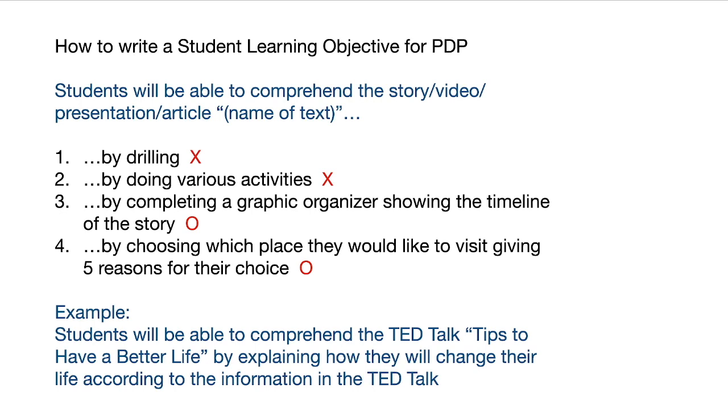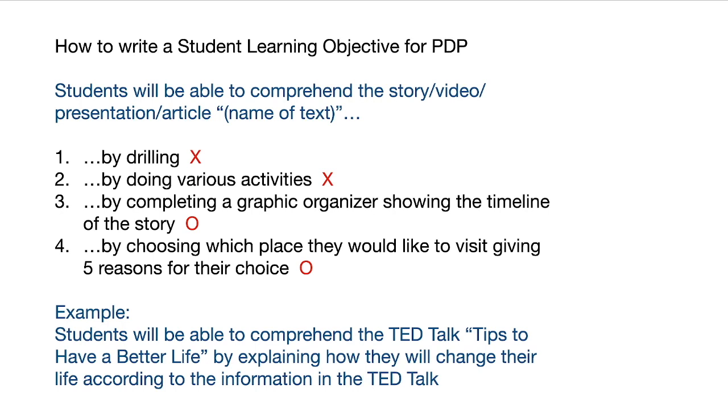Right, so look at these 1, 2, 3, 4. Number 1, by drilling. Is this a good objective for a comprehension lesson? No, because this is controlled speaking practice. Okay, number 2, by doing various activities. Well, that's not a clear objective, is it? We don't know what the activities are if you just put by doing various activities. So I would suggest number 3 and number 4, try to be specific about how you are going to check.